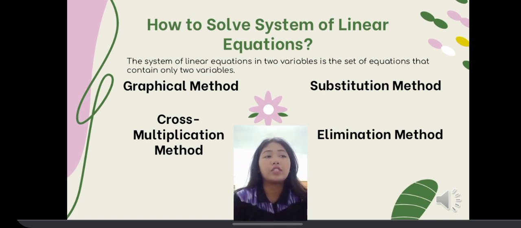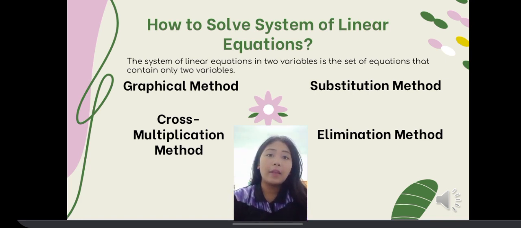Next is the substitution method. As the word says, in this method, the value of one variable from one equation is substituted in the other equation. In this way, a pair of linear equations gets transformed into one linear equation with only one variable, which can then easily be solved.